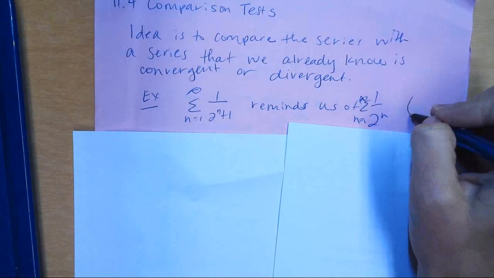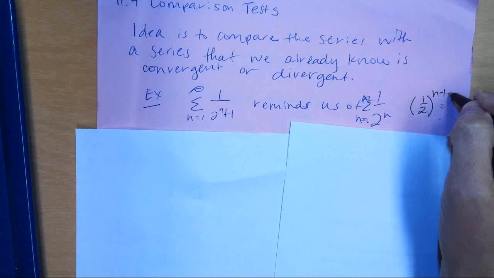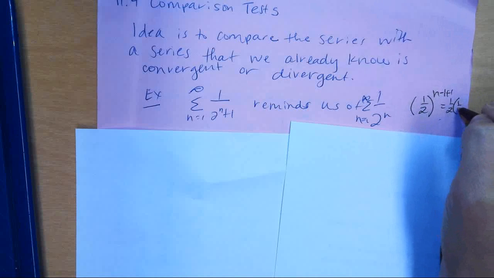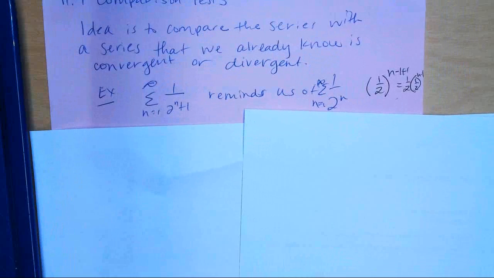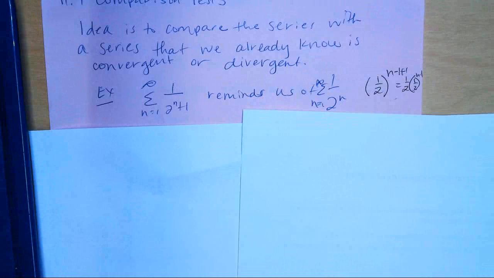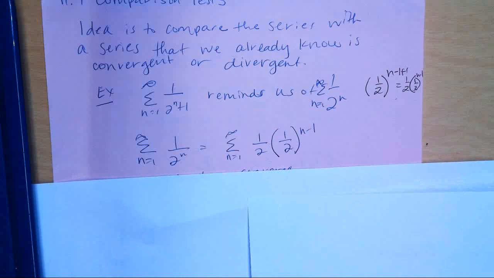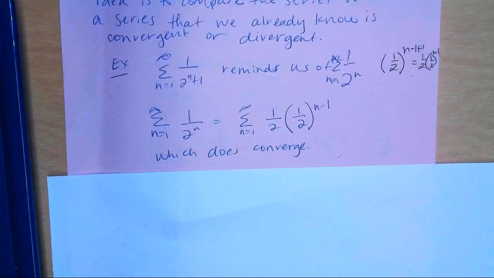So this is like 1 over 2 to the n, which would be, if we do minus 1 plus 1, it's 1/2 times 1/2. Awesome. Okay. Is this convergent or divergent? Convergent. All right. Okay. Which does converge, we just said.